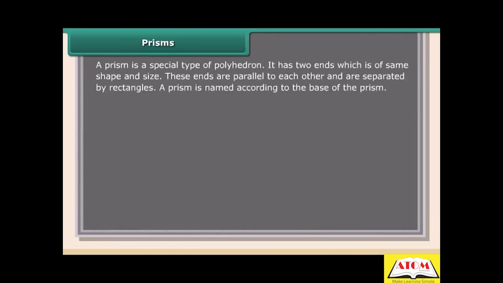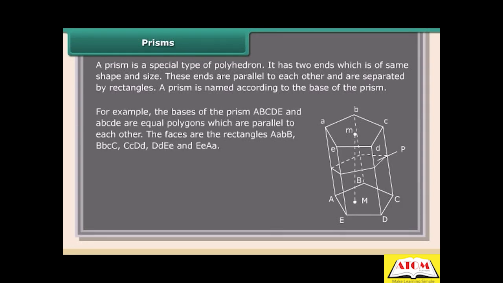Prism: a prism is a special type of polyhedron. It has 2 ends which are of same shape and size. These ends are parallel to each other and are separated by rectangles. A prism is named according to the base of the prism. For example, the bases of the prism ABCDE and A'B'C'D'E' are equal polygons which are parallel to each other. The faces are the rectangles AA'B'B, BB'C'C, CC'D'D, DD'E'E and EE'A'A. AA', BB', CC', etc. are called lateral edges.